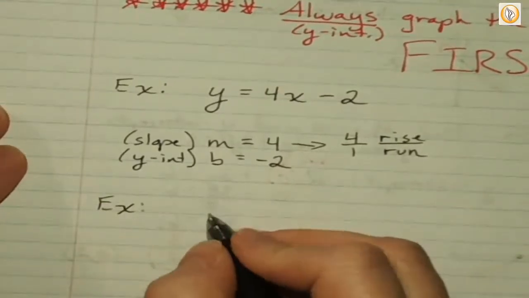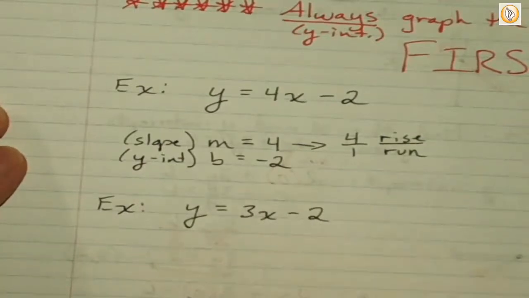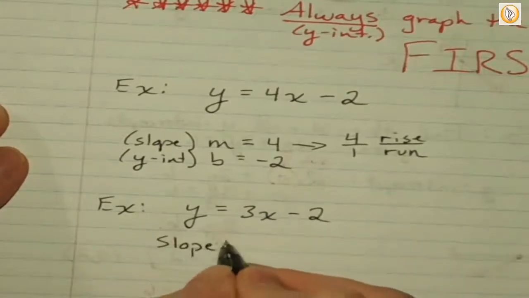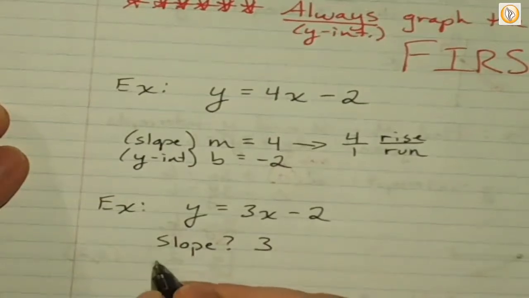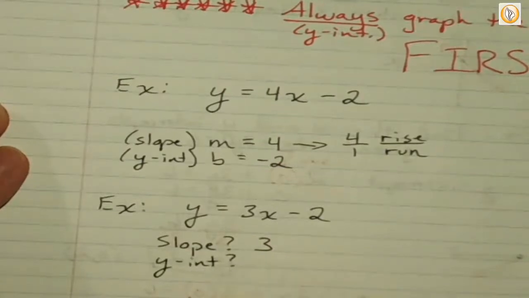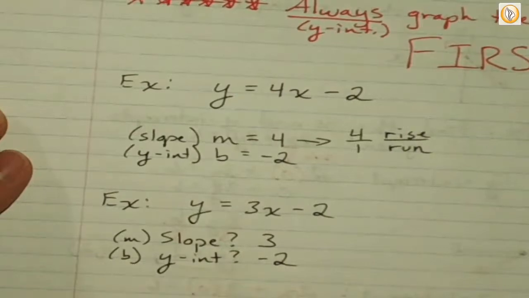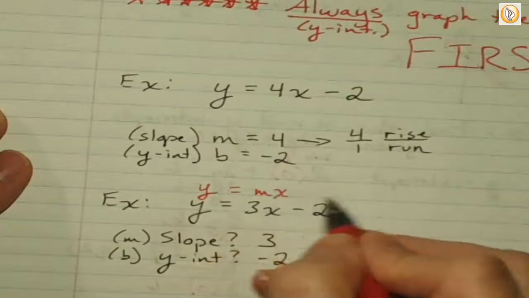What about y equals 3x minus 2? Italia, what is the slope? 3. Kelly, what is the y-intercept? -2. Perfect. Because the slope is m, the y-intercept is b, and we have y equals mx plus b.